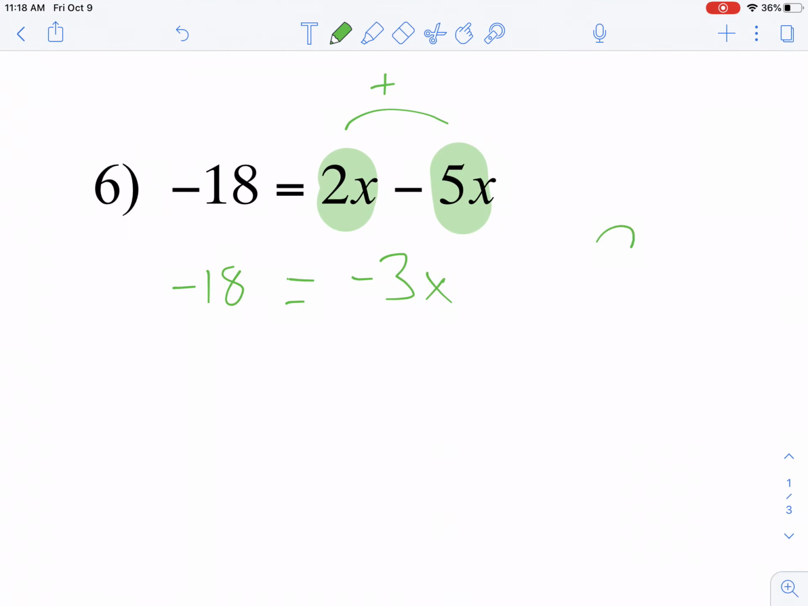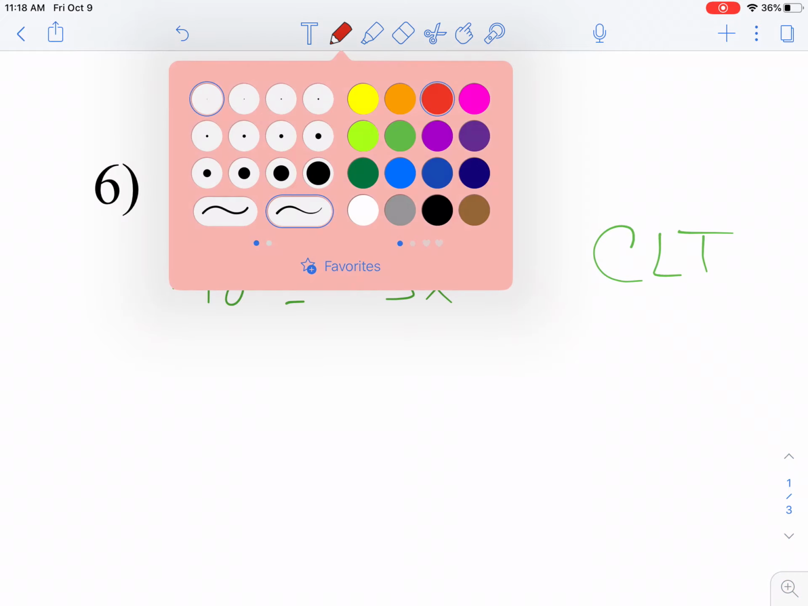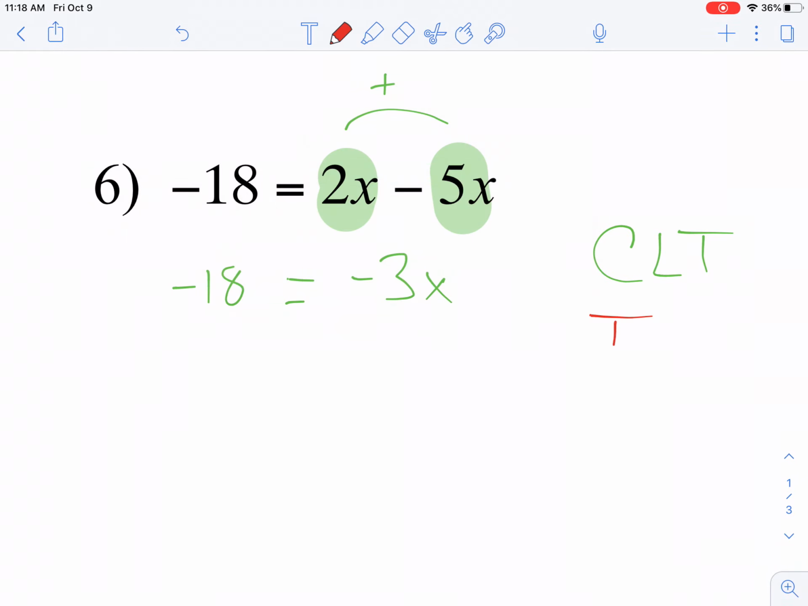That step is called combining like terms. You only do it on one side of the equation. It's really important that you only do that on one side of the equation. So now I've got negative 18 equals negative 3x. What's cool is this is now just a one-step problem. So to undo this, or to finish this problem, I'm going to do the inverse of multiplication. So I'm going to divide both sides by negative 3.